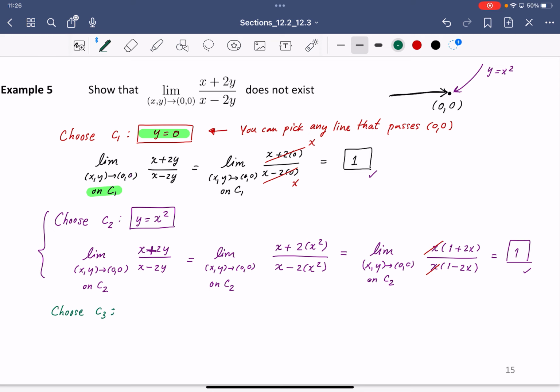What else can you choose here? x equal to 0. Some people say, why don't we choose the simple one, x equal to 0? So once you pick x equal to 0, this is much easier than the previous one because you can plug in x equal to 0.